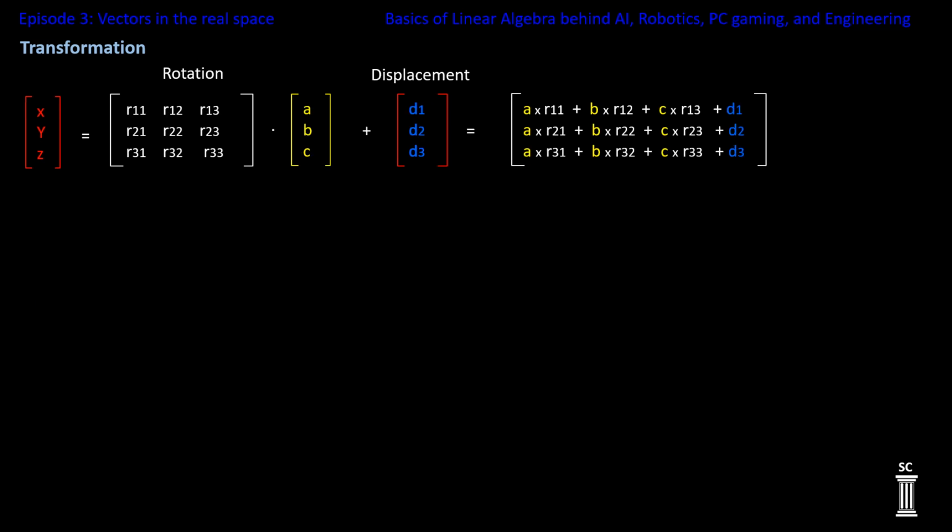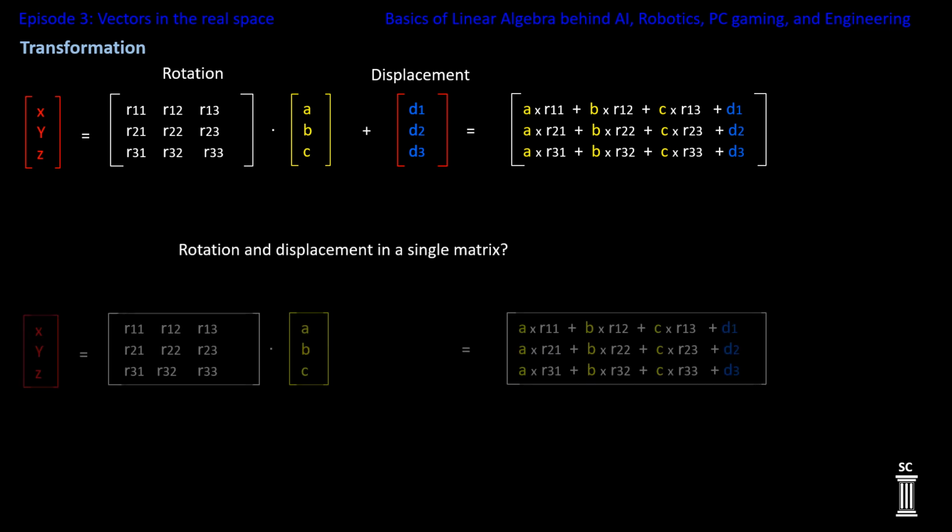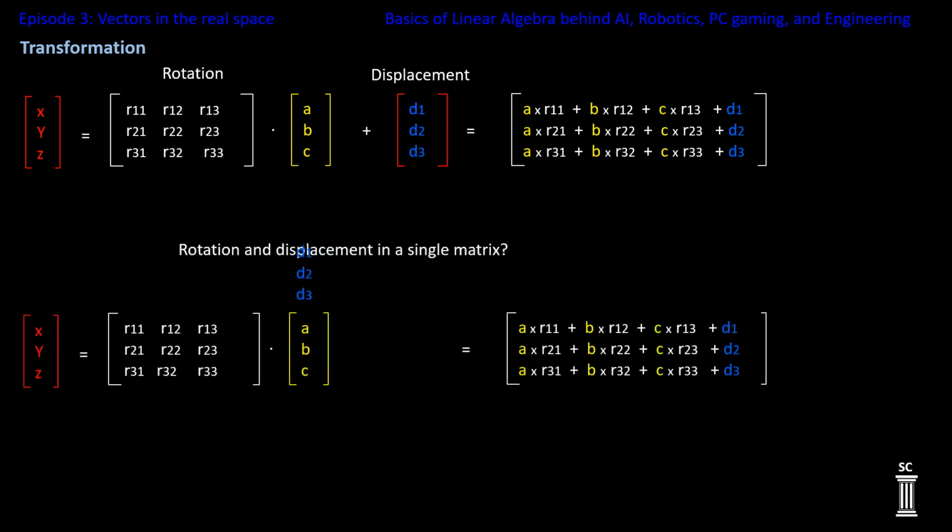Now, mathematicians in their wisdom asked themselves the question, can we put both rotation and displacement into a single matrix? And they gave it a try. They added the displacement vector to the matrix. But then there was a problem, because you remember, to execute the scalar product, the length of the vector must equal the width of the matrix. So, this multiplication is not possible.